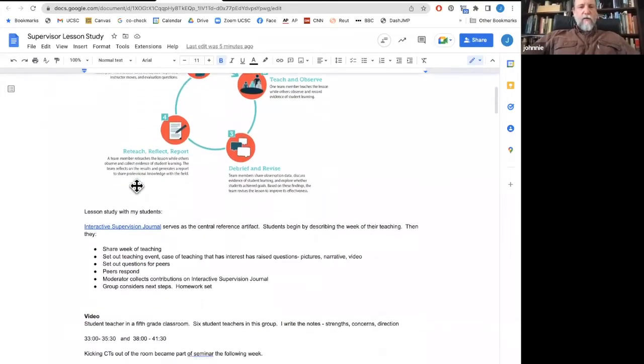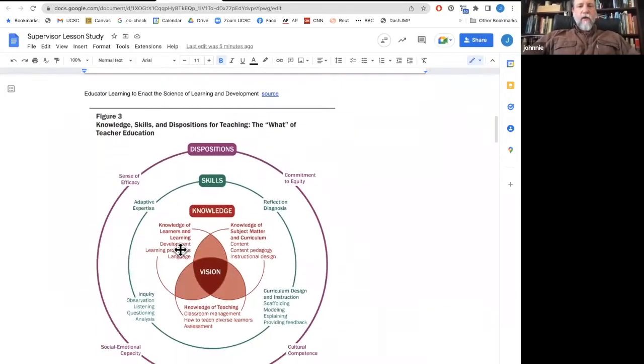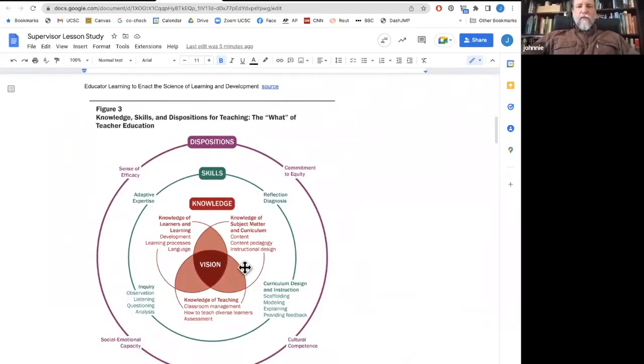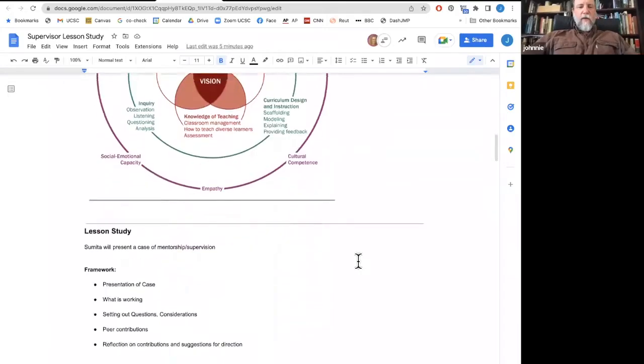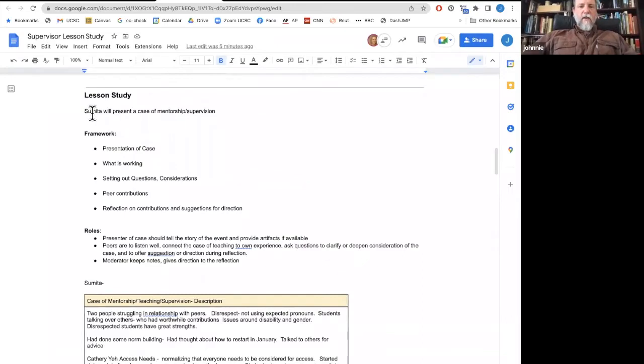So I do lesson study with my students. I shared some of that today. My materials will be available to people as they need. We use a supervision journal, and we use some form of that to do our lesson study work with our peers. So we wrestled with the kinds of knowledge that we might have in terms of teaching, the what of teacher education, and there's so many things for us to consider, and we think lesson study is a good way to go about this. And so here's the frame for our lesson study. Sumita is a colleague of ours. Our framework is there's a presentation of a case, and Jennifer will be doing this in a little bit.